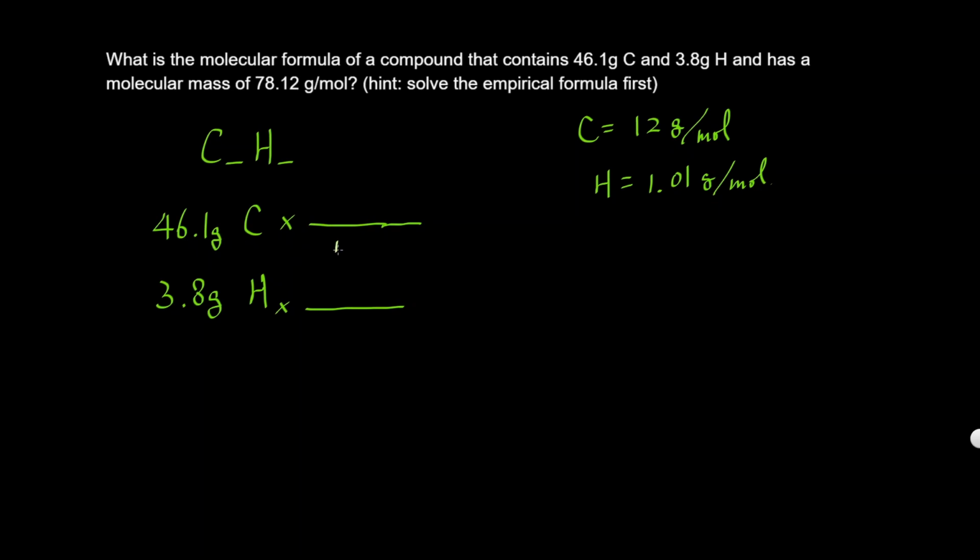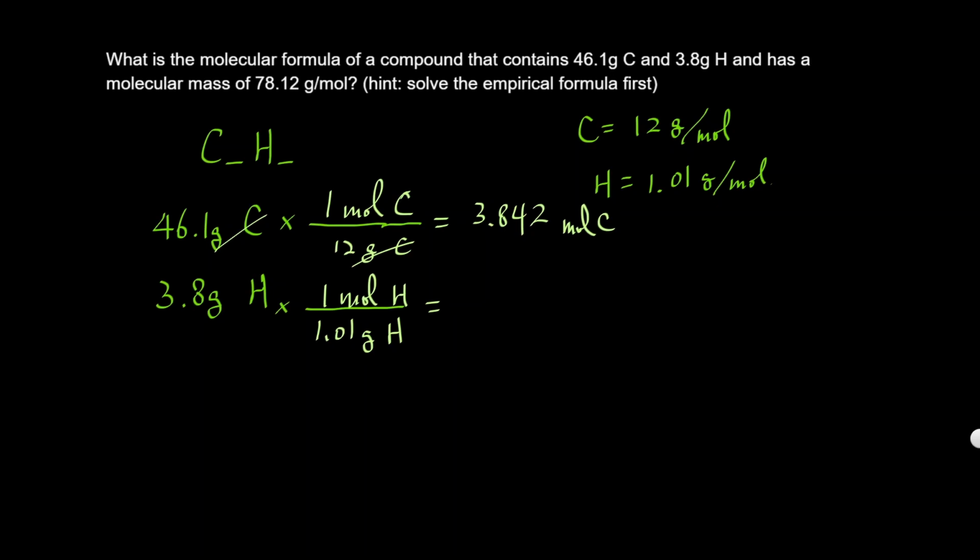So we have 12 grams of carbon. To cancel out grams of carbon, we have 1 mole of carbon, so that unit cancels. You have 1.01 grams of hydrogen, that's 1 mole of hydrogen. Let's figure out what their moles are. I'm going to use my calculator and divide. That's about 3.84 moles of carbon, I'm going to use 1 more decimal, so 3.842. And for hydrogen, 3.76, 1 more decimal, 3.762 moles of hydrogen.